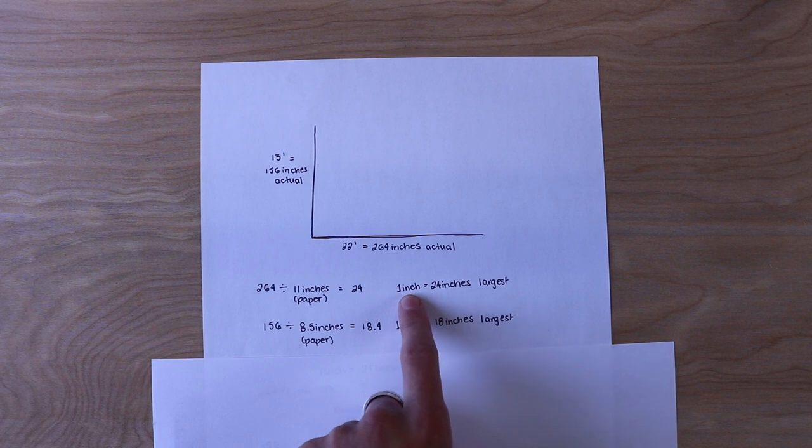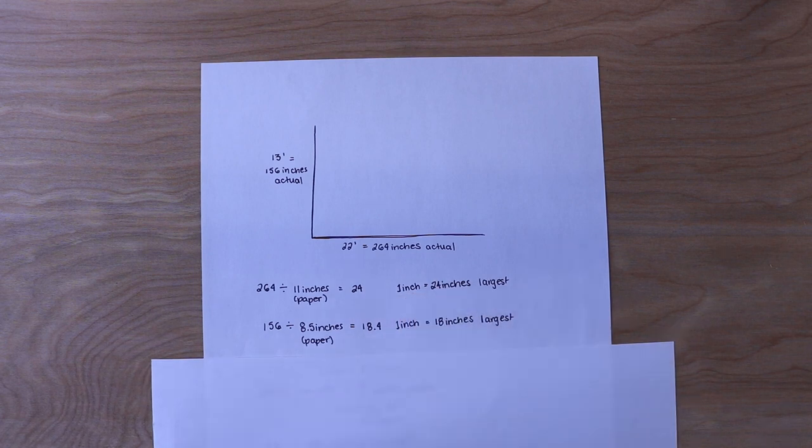So now I know that the largest scale that I can fit proportionally on this piece of paper is 1 inch equals 24 inches. And that's actually a pretty easy scale to work at because it's 1 inch equals 2 feet, which is a nice even number to work with.